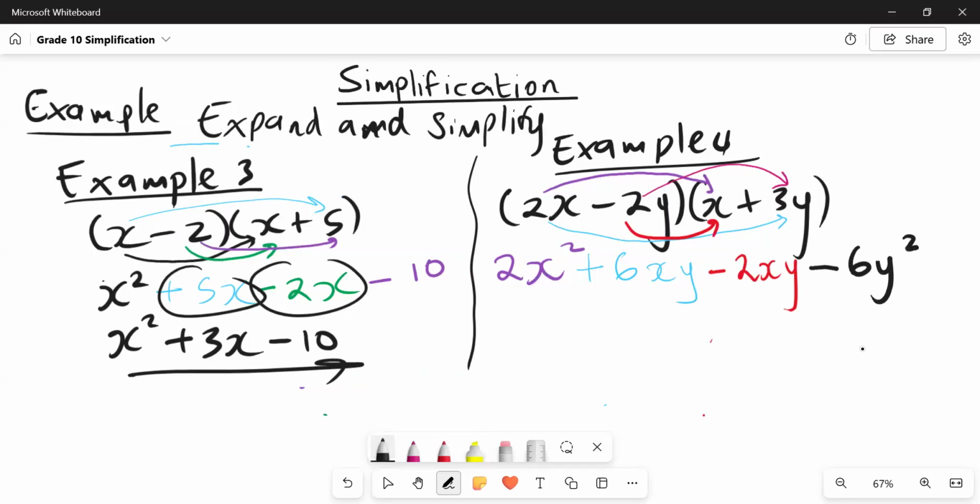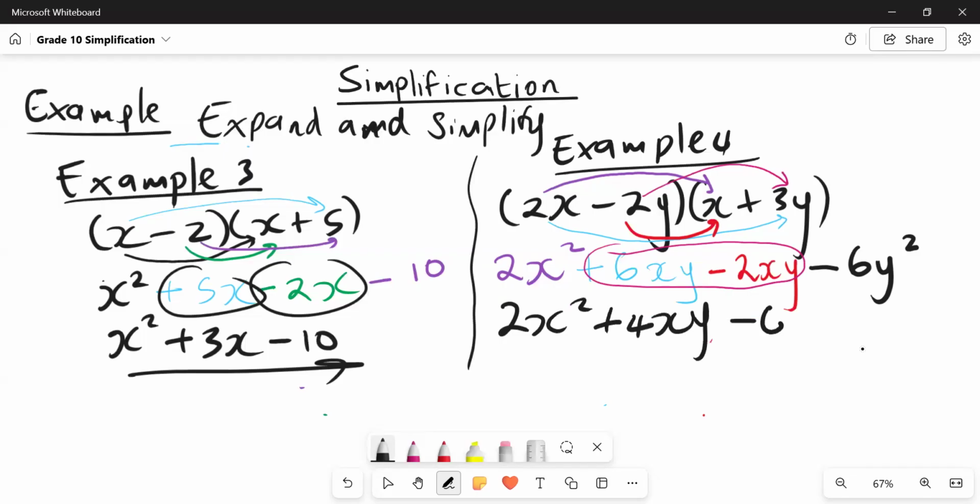Now, collect the like terms. Do we have like terms? Yes, we do. Collect them, subtract and add, right? So you have a 2x squared. Now, 6 minus 2, that's plus 4xy and then minus 6y squared. And then this is your final answer. I hope it made sense, guys.